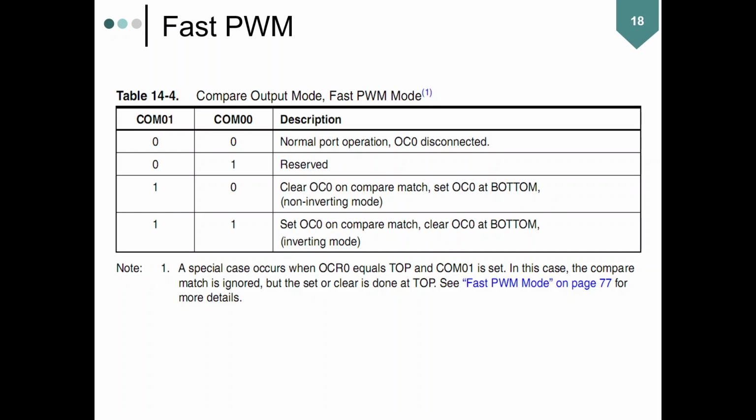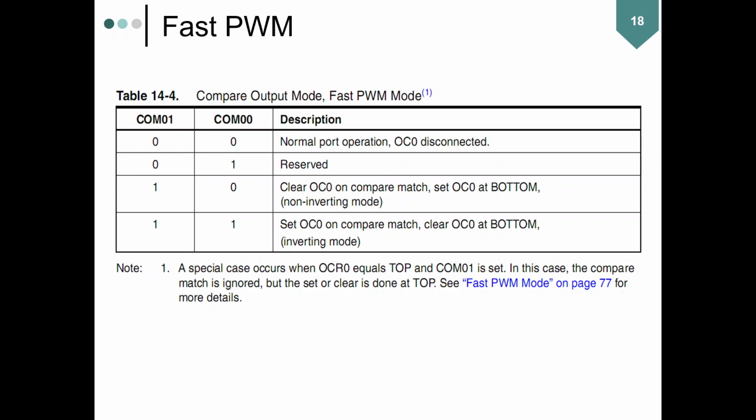So now we also have the two bits, which are COM01 and COM00. They are used to determine what happens to the output compare pin once we are in the PWM mode. As we said, there are two PWM modes. One is called fast PWM, the other is called phase correct PWM.